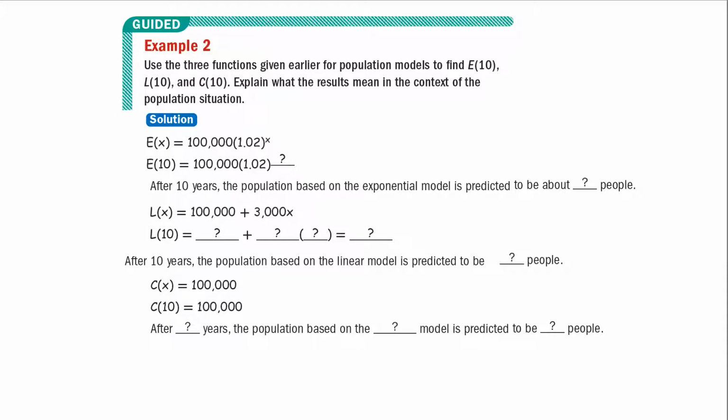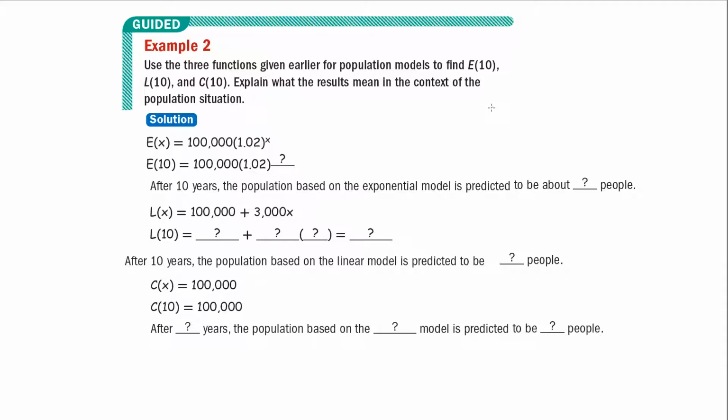Okay, we're on to guided example 2. We're going to use the three functions discussed at the beginning of the lesson on page 432, where E is the exponential growth, L is the linear growth, and C is the constant situation where it's just simply the same all the time. And we want to write these using function notation. We can determine a new value for this.